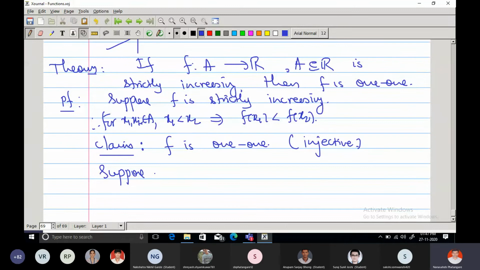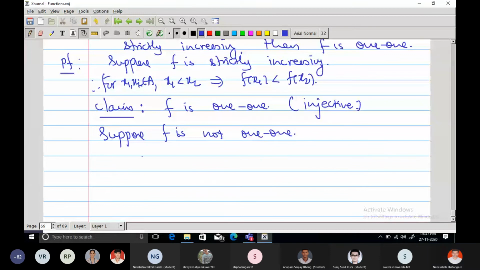If f is not 1-1, then what will happen? What is the meaning of 1-1 and what is the meaning of not 1-1? 1-1 means: if x is not equal to y, then f(x) is not equal to f(y). If two points are distinct, their images are distinct, right?